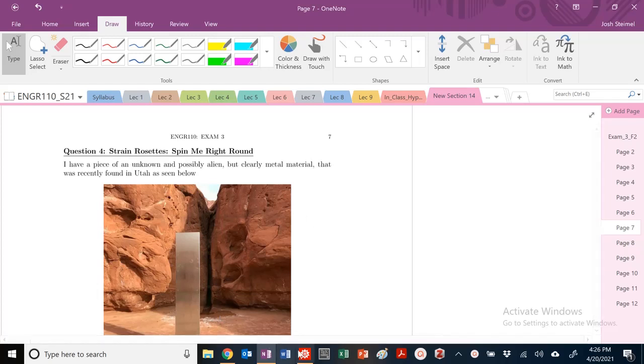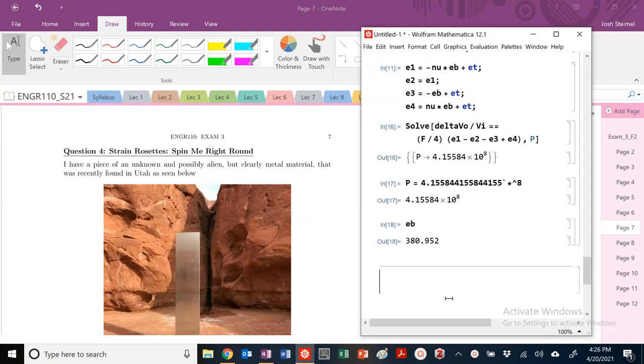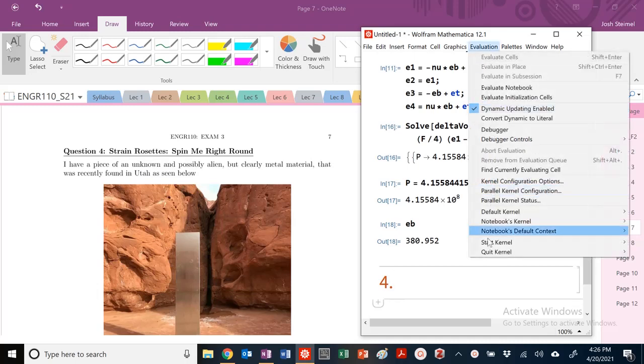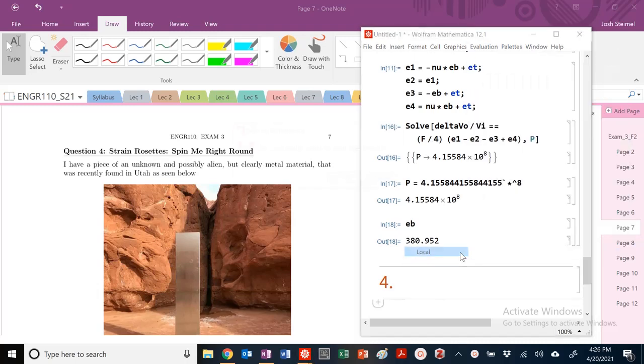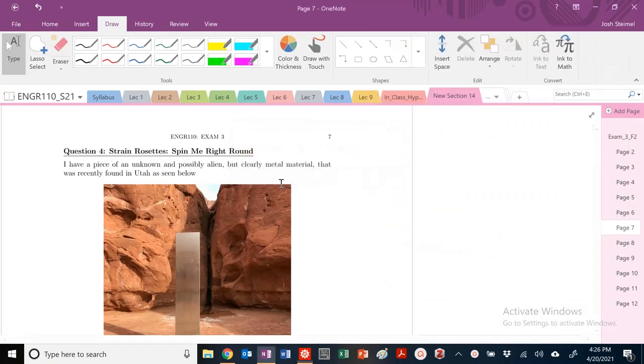Our last problem, so let's make our own unique little question here, and then let's clear our kernel, quit it. There we go. So, strain rosette, spin me right round. I have a piece of unknown and possibly alien, but clearly metal material. So metal, 100 times 10 to the 9 pascals. My Poisson's ratio is 0.3.